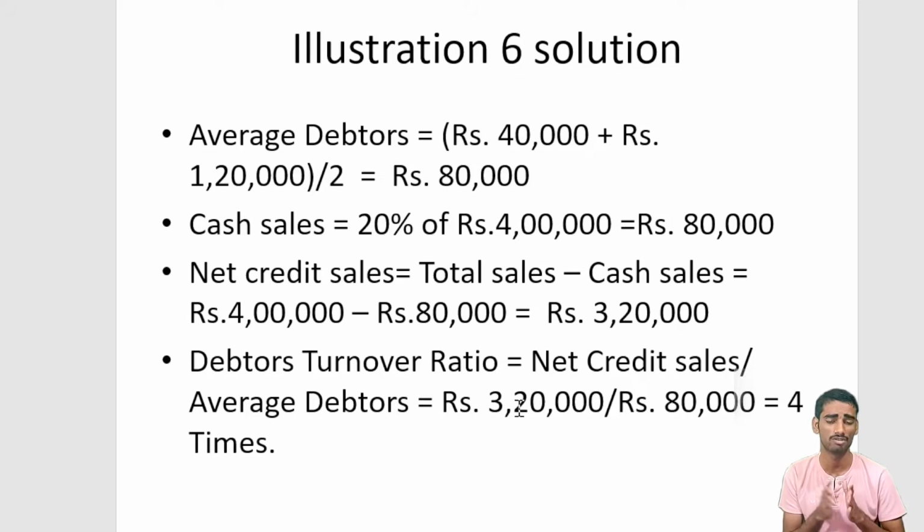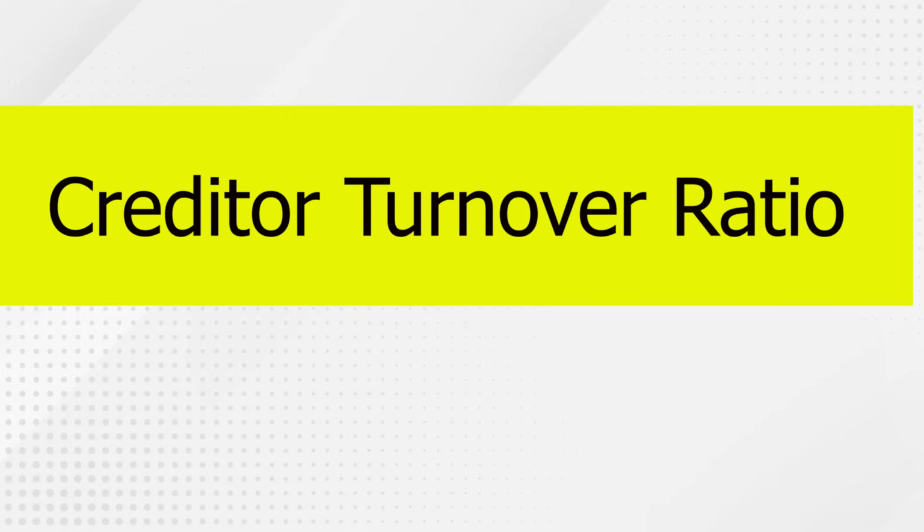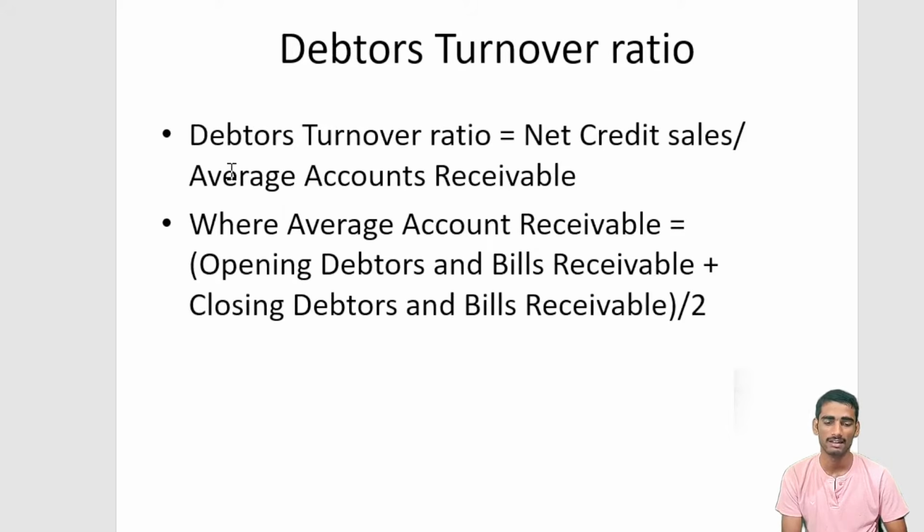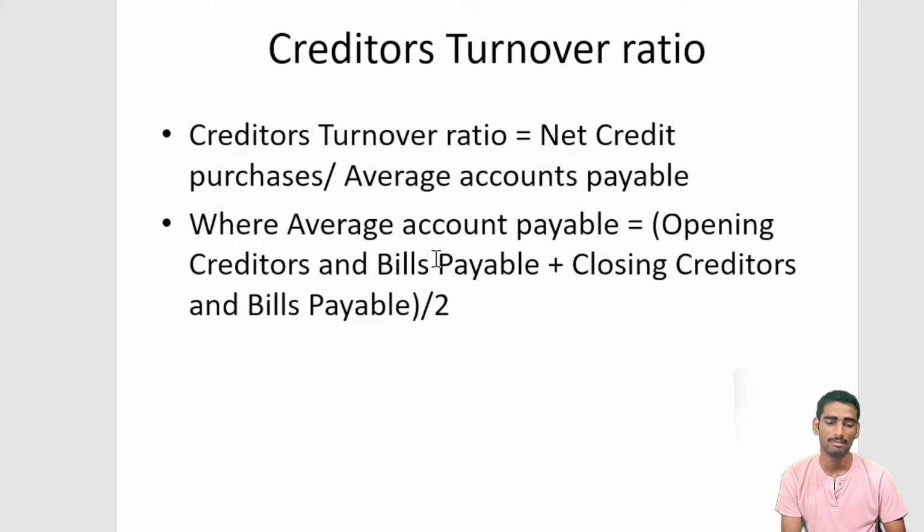आपको पता रहना चाहिए किसको किसमें प्लस करना है and to which parameter I have to do subtraction. Let me come to our next very important ratio, that is the creditor turnover ratio. You can do the opposite of that. The creditor turnover ratio formula is net credit purchase upon average account payable, where average account payable equals opening creditor plus bill payable plus closing creditor plus bill payable upon 2. It is similar, guys. Here we are finding net credit purchase, and there we were finding net credit sale. Both are the same.